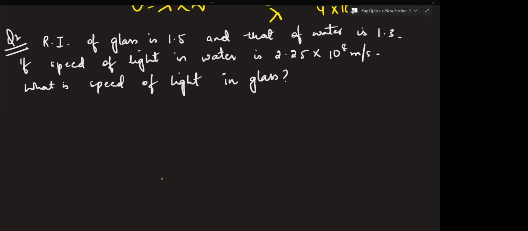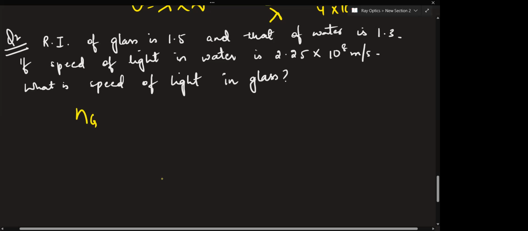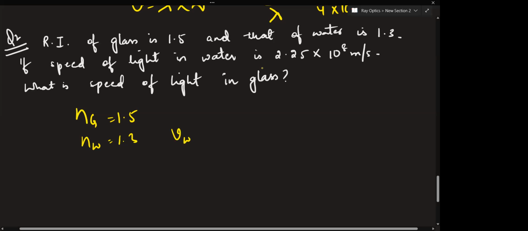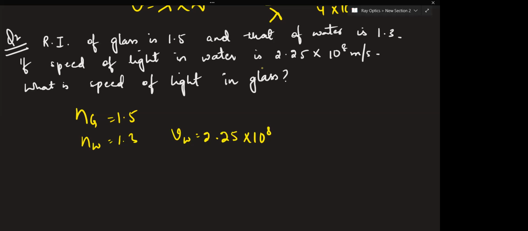Refractive index of glass is given to you as what? 1.5. So this is the refractive index of glass, given as 1.5. Then you have the refractive index of water given as 1.3. Did anyone get the answer for this part? Yes. Second question. Speed of light in water is 2.25 into 10 to the power 8 meter per second, and the speed of light in glass is unknown. This has to be calculated.